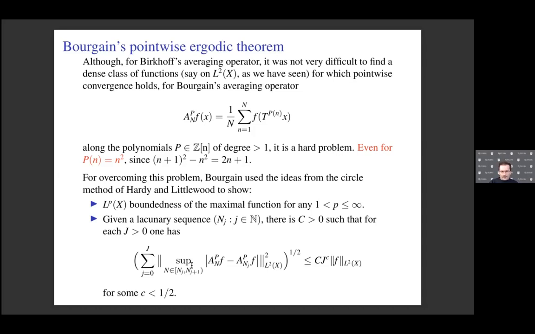maximal functions corresponding to the intervals [n_j, n_{j+1}] is controlled by J to the power c times the L2 norm of f. And here it's important that he was able to do this for c smaller than 1/2. And from this inequality, he was able to deduce pointwise convergence on L2.